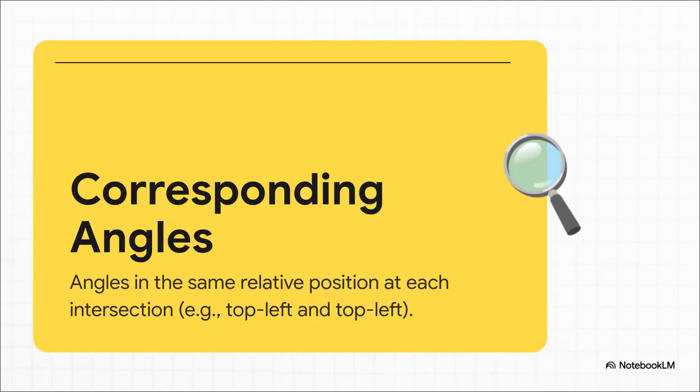First up, we've got corresponding angles. The easiest way to think about these is to just imagine taking that top bundle of 4 angles and sliding it straight down on top of the bottom bundle. The angles that land on each other, those are corresponding. So angle 1, the top left one, corresponds with angle 5, the other top left one. Same for 2 and 6, 3 and 7, and 4 and 8.